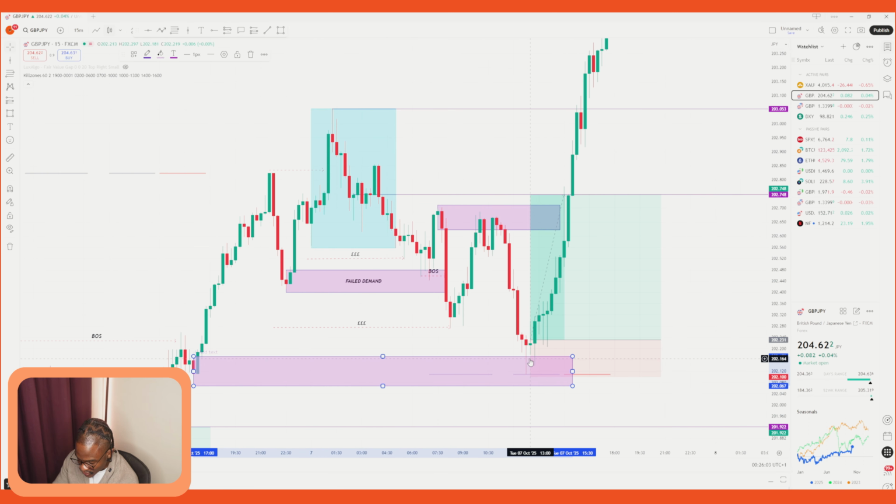If you notice, when the trade happened, it happened during the kill zone. If you look at the time frame timestamps, this was the kill zone trade. So the main trades happen during the kill zone.